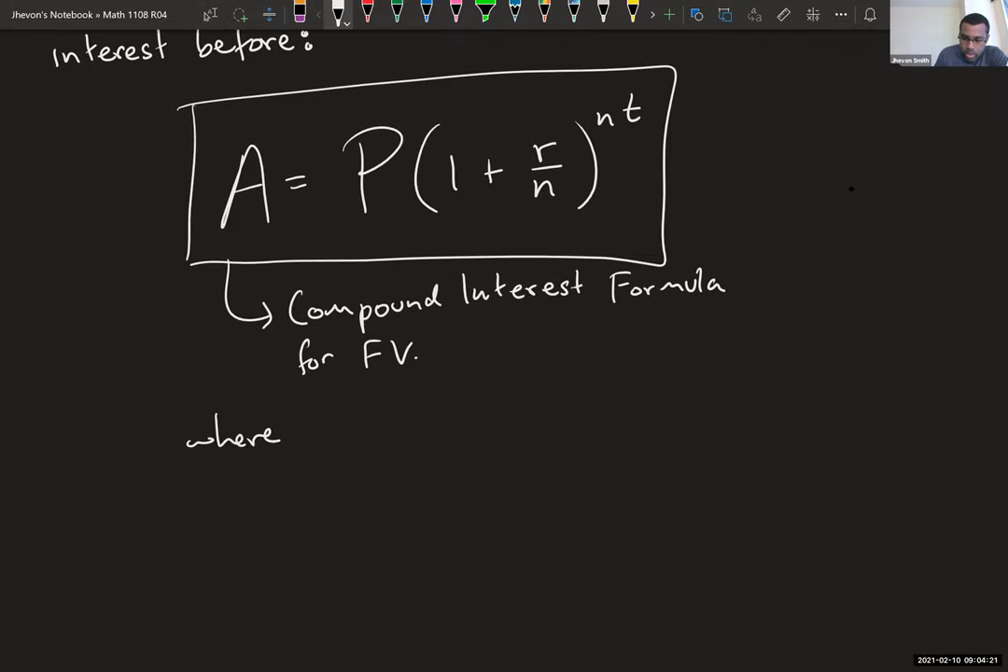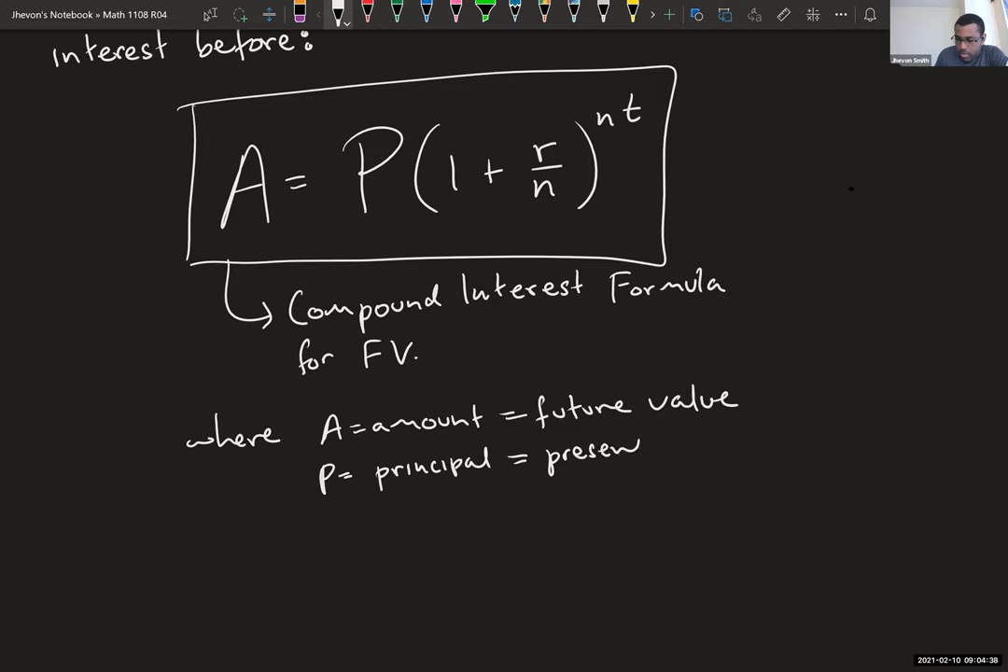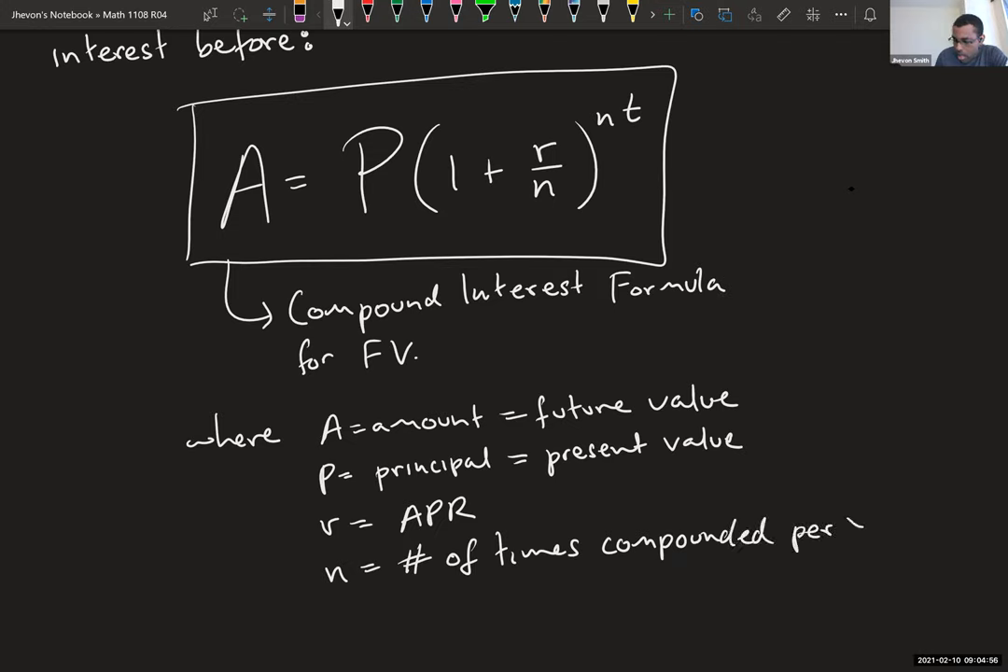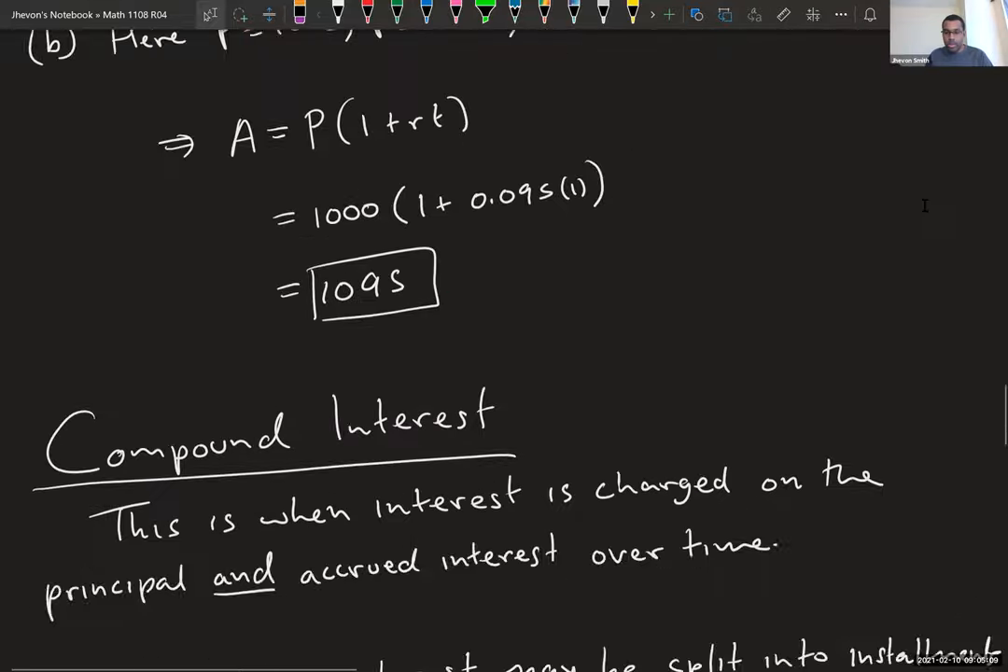Where, of course, A stands for amount, future value. P stands for principal, present value. R is the APR, the annual percentage interest rate. N is the number of times compounded per year. And T is the number of years. So yeah, we've actually seen that formula before.